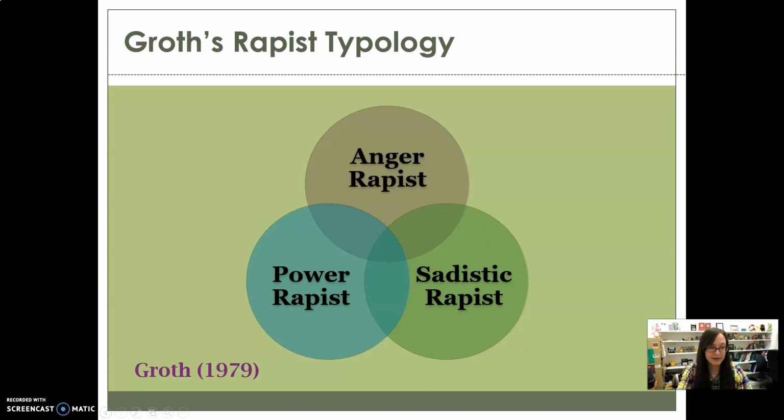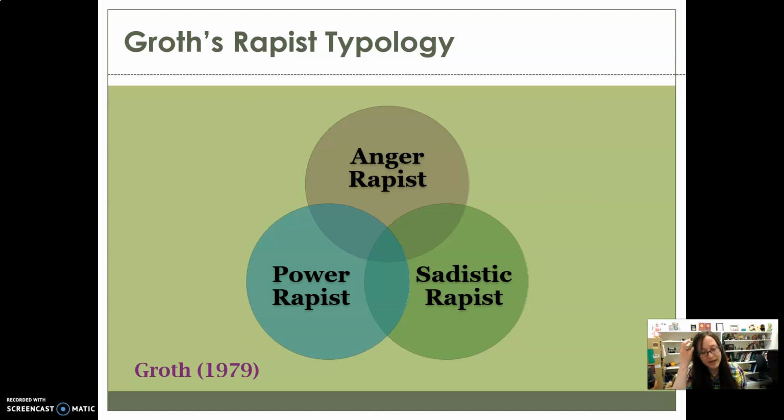The power rapist, this is a situation where the person wants control over the victim. The victim is a possession to the offender. Typically, offenders who commit these kinds of rapes have feelings of inadequacy. They are controlled by other people in their daily life, and so they're insecure. They feel like they don't have a lot of power. They're insecure about masculinity in particular. And they use rape to feel more powerful and to feel strong.